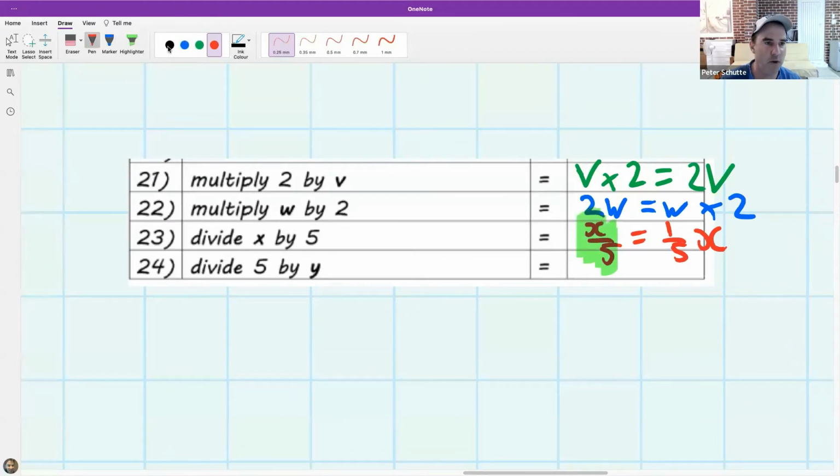And what about the last one? Yes, divide 5 by y. Can you do that one? I think it will be 5 over y. Perfect. Can you see how the variable is in the denominator this time around? It's the other way around. I just want to point that out. Divide 5 by y. Perfect. That was fantastic. Thank you so much for giving your answer.